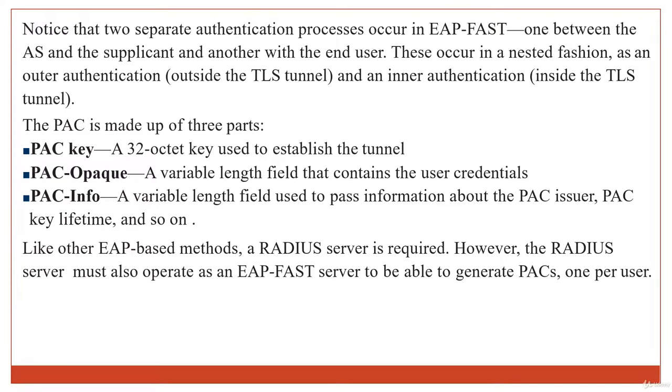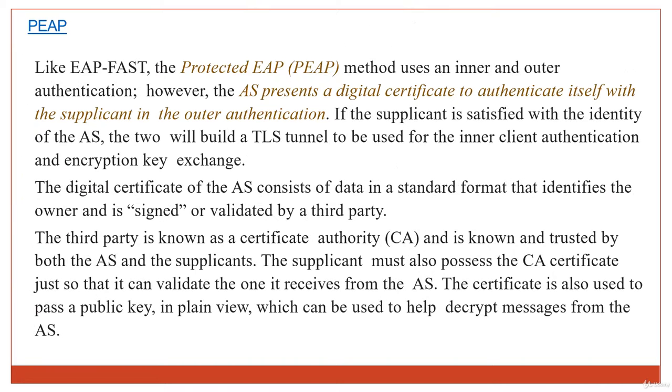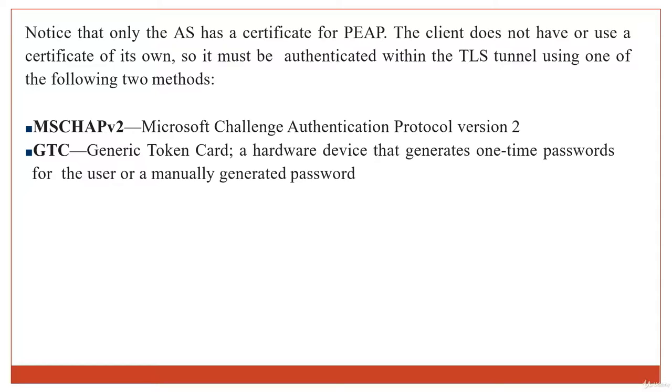And that's the key, outer and inner, and these are the phases we have. So in phase zero, what will happen? Actually in phase one, with the help of the CA, certificate authority, the certification process will happen, and then the outer TLS will get formed, correct? Now, here you can notice that only the AS has the certificate for PEAP in this case. The client does not have or use a certificate of its own.